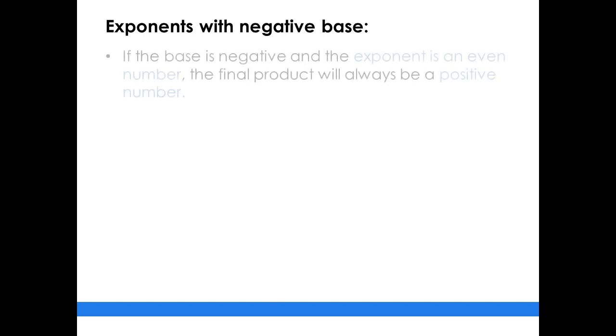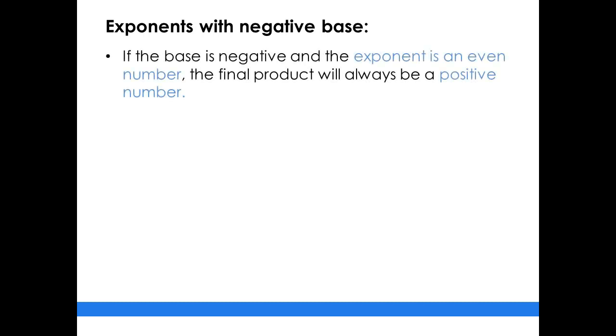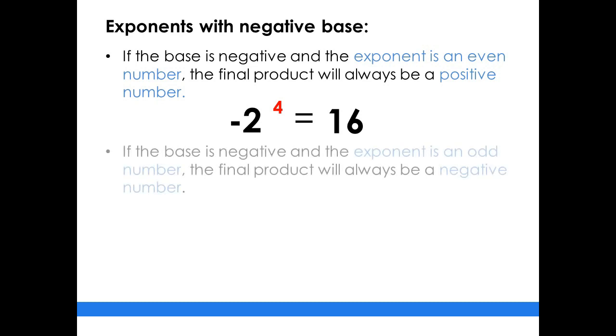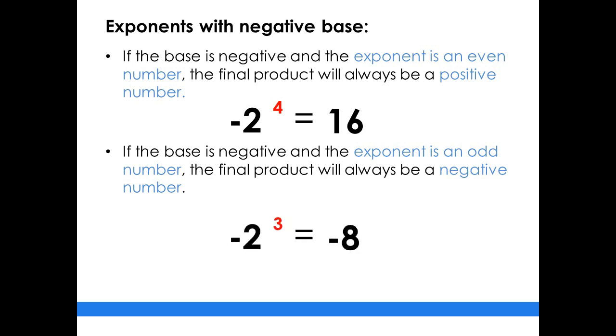Exponents with negative bases. If the base is negative and the exponent is an even number, the final product will always be a positive number. If the base is negative and the exponent is an odd number, the final product will always be a negative number.